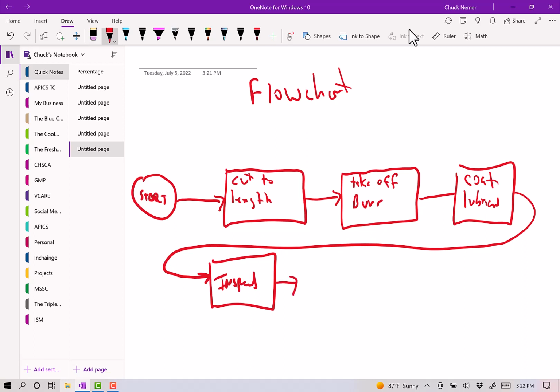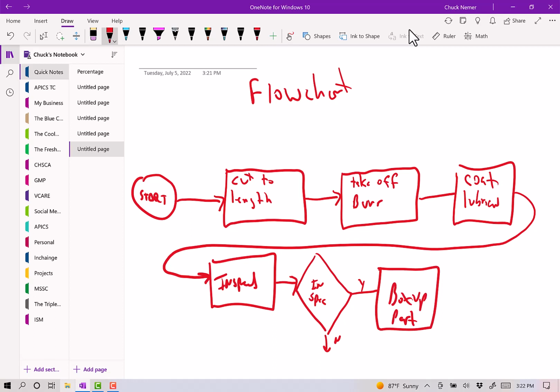And then the next step in the process is decide, and we use a diamond for that, is the part in spec? Yes or no? If yes, then the final step might be box up part. Put it in the box, get ready to ship it to the customer. If no, then it might be to redo the part, or some kind of final inspection, or touch up the part or whatever. And then we're going to come back to inspection and go through an inspection again, where it's either going to stay in this loop or it's going to go off and finally be boxed up.